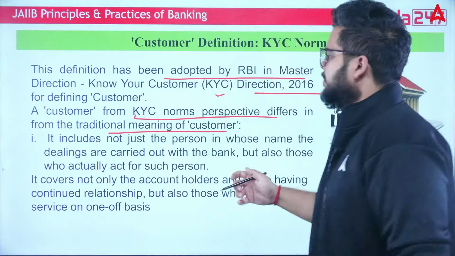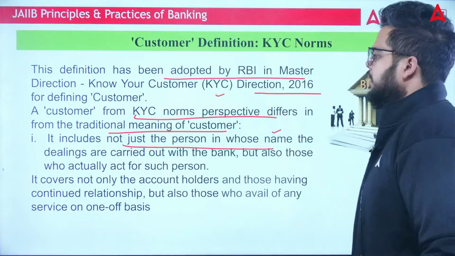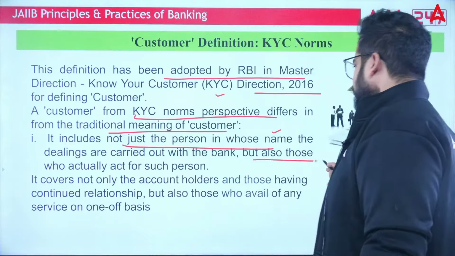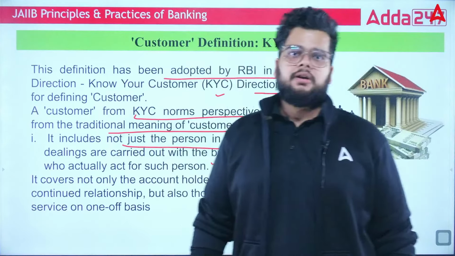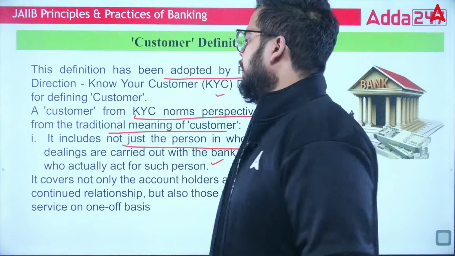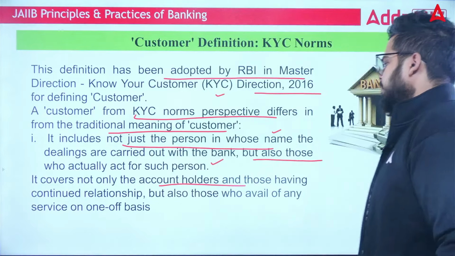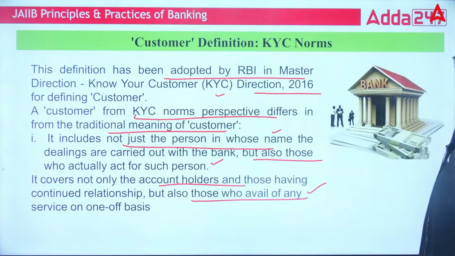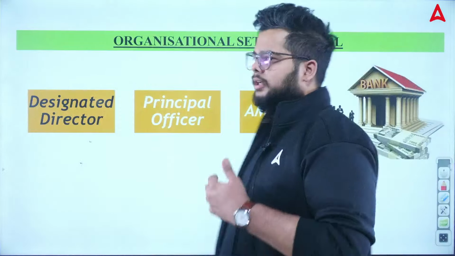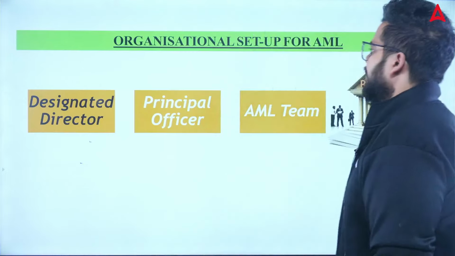But here for KYC, the difference is that it includes not just the person in whose name the dealings are carried out with the bank, but also those who actually act for such persons. So the power of attorney also falls under the ambit of KYC. It covers not only the account holders, those having continued relationships, but also those who avail of any service on a one-off basis. Even if you are not a continuous user of a particular banking service, still you will be known as a customer if you fall under the ambit of KYC norms.